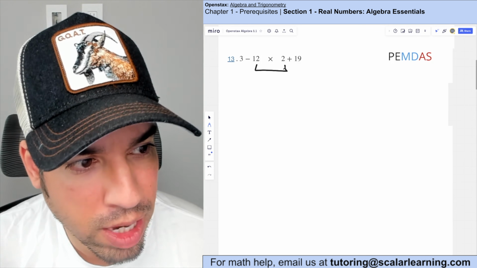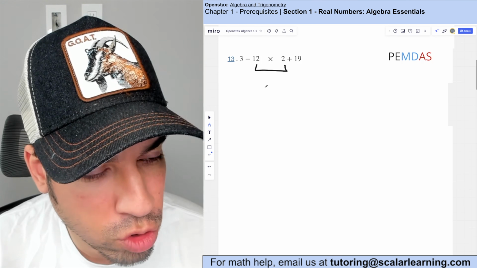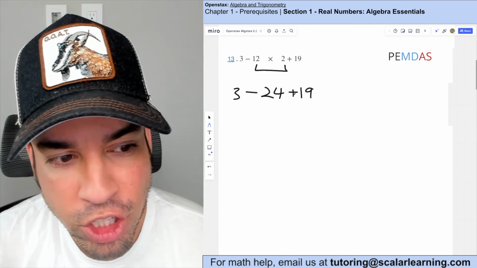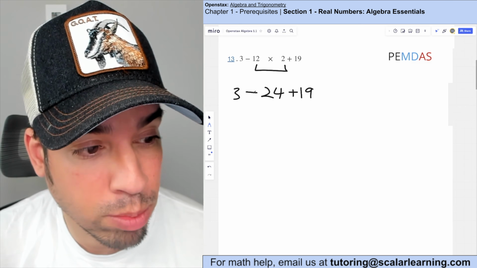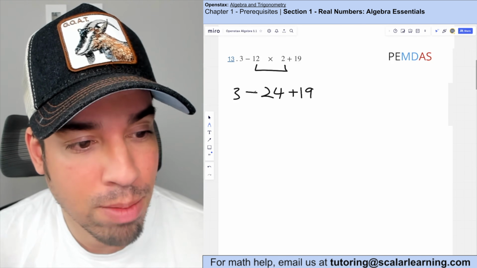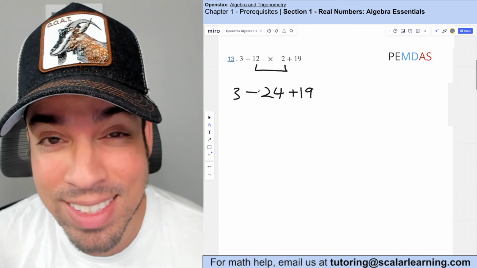Here we got subtraction, multiplication, and addition. So we're going to do the multiplication first. 12 times 2 is 24. Now we got subtraction and addition. Like I mentioned before, subtraction actually is not before or after addition. They're the same level.